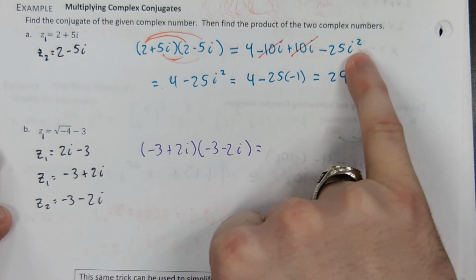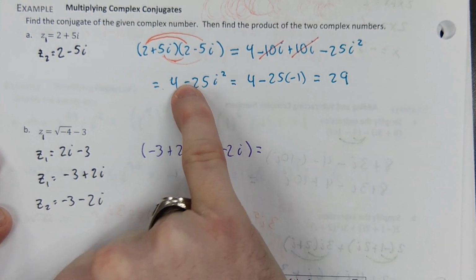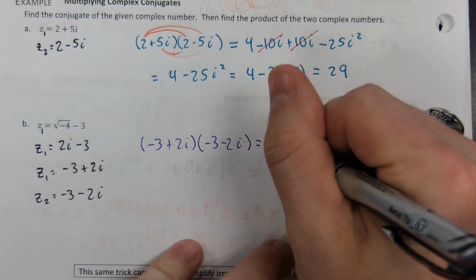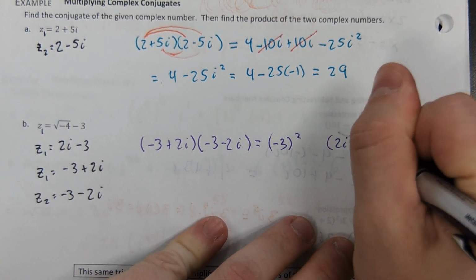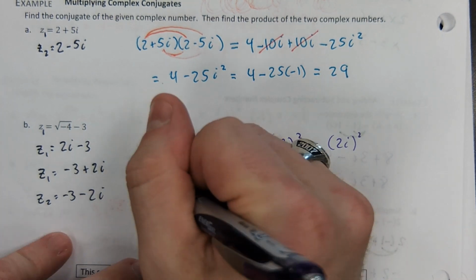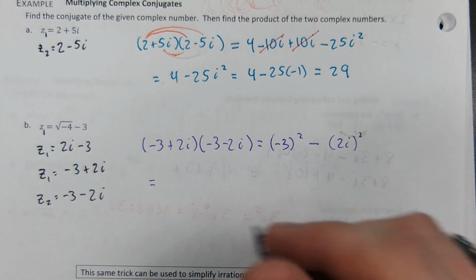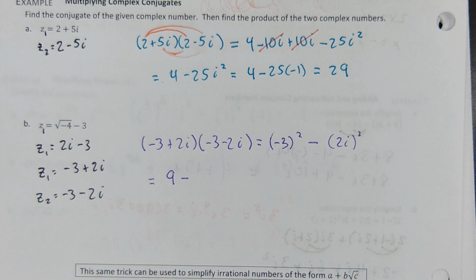But we could skip this line right here and go directly to this. Square the front, square the back, put a minus sign in between. Multiplying conjugates will always get you the difference of 2 squares. Square the front, square the back, put a minus sign in between. Negative 3 quantity squared is 9. Then now minus.